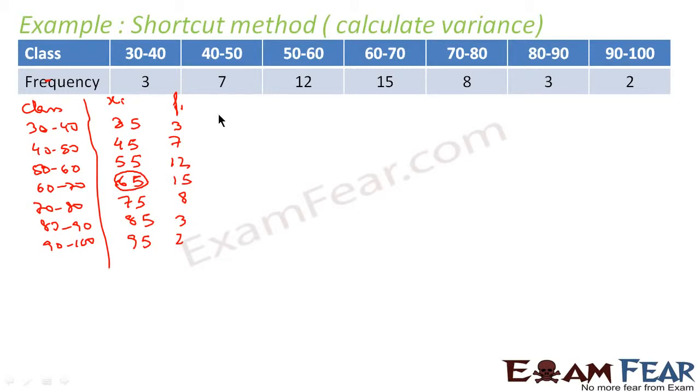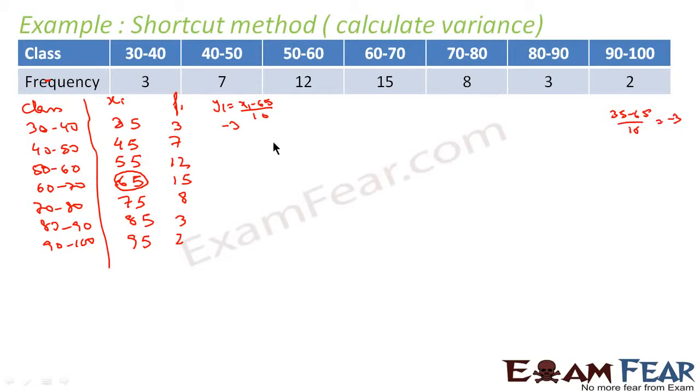So now we have to find yi. yi is nothing but xi minus the assumed mean 65, divided by h. h is 10 here because the class interval is 10. So yi will be 35 minus 65 divided by 10, that is minus 3 here. Correct?